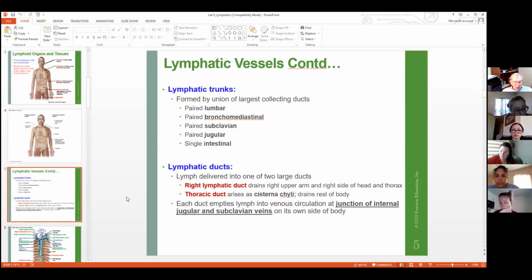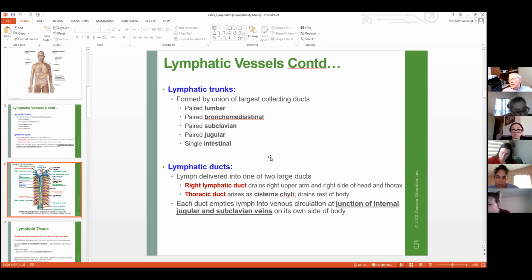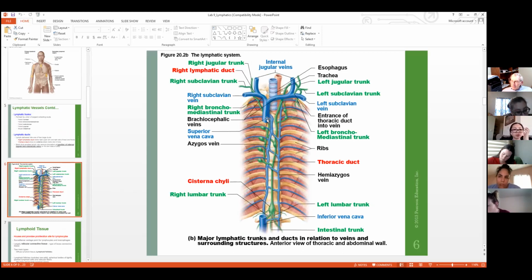Five and 6 have to do with the lymphatic ducts, and here it talks about them, but here it identifies them. So certainly be able to identify this as the right lymphatic duct and the thoracic duct here. Know where they go. Be sure to know the part of body that's drained. I'm not sure that it says that anywhere here, but be sure to know the drainage area of the body for each one of these duct systems.